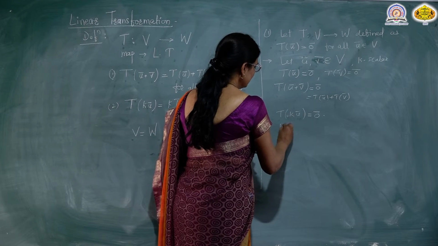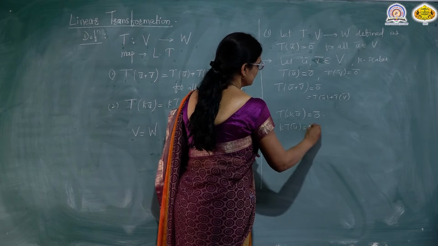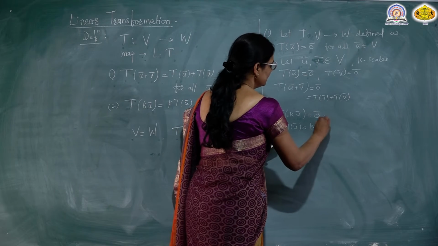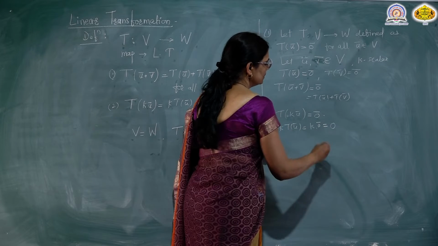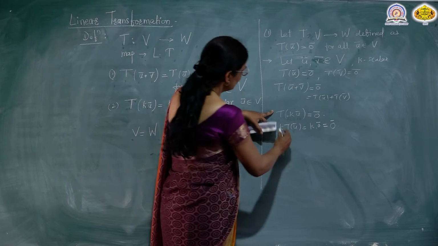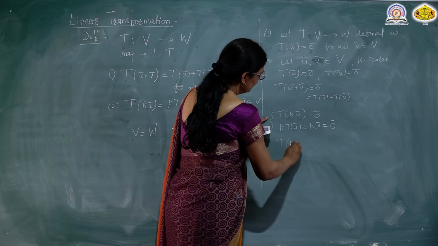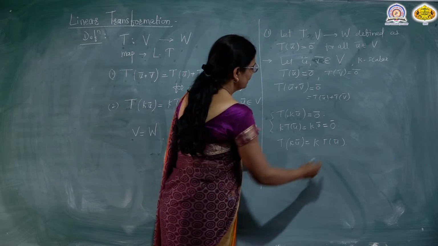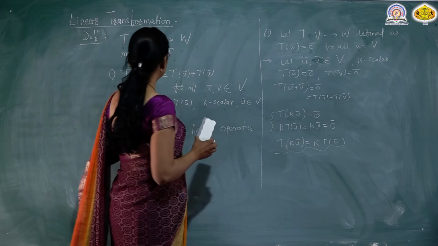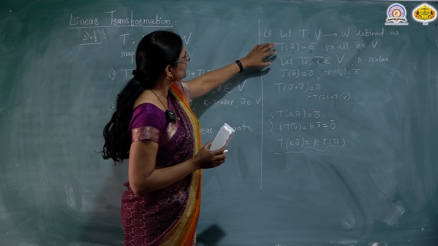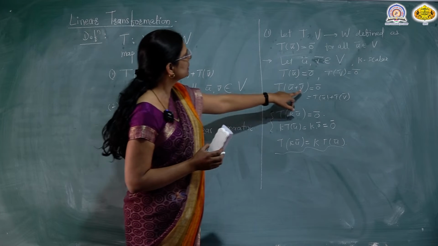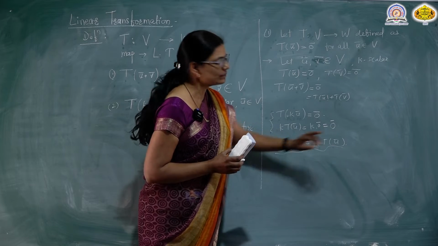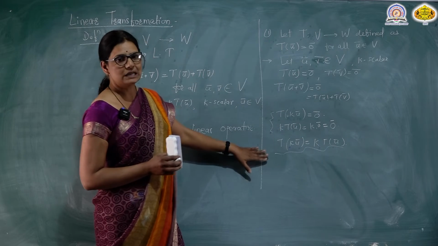Now we calculate k times T of u bar, this is equals to k as it is, and T of u bar is equals to 0 bar. k into 0 bar is again a zero vector. So from this we can say that T of ku bar is same as k times T of u bar. So the second property is also fulfilled. So this mapping satisfies both the properties: T of u plus v is same as T of u plus T of v, and T of ku bar equals to k times T of u bar. So it is a linear transformation.